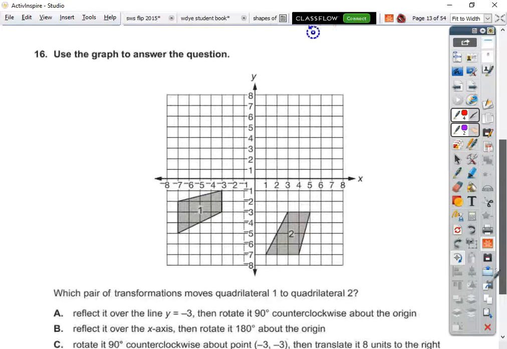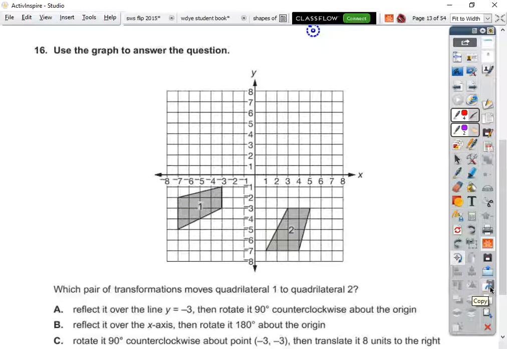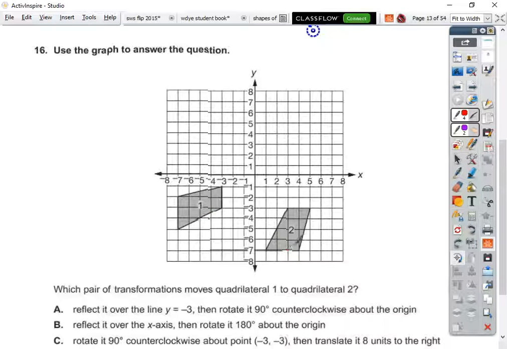16. Which pair of transformations moves quadrilateral 1 to quadrilateral 2? All right, so I've noticed first that it is oriented in a different direction. So that means there's some sort of reflection that had to happen.